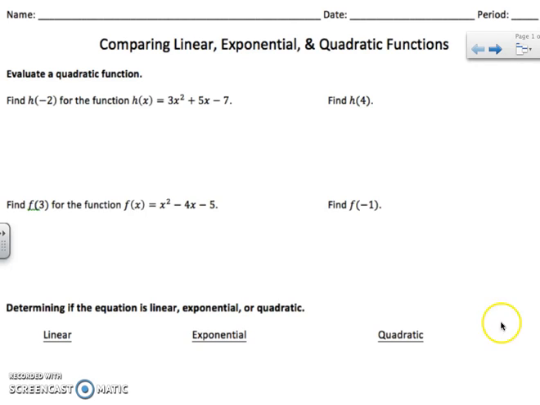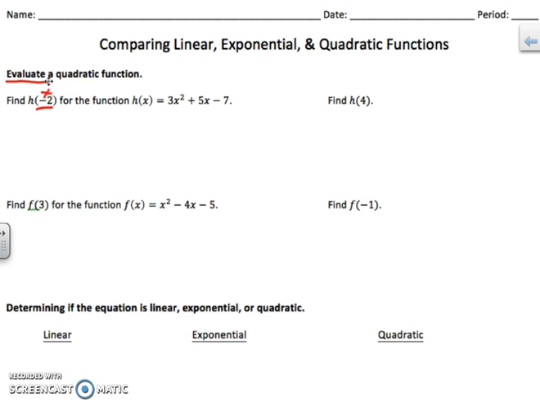Welcome back to Canvas. So in this video we are going to talk about comparing linear, exponential, and quadratic functions. So again, linear and exponential were from last semester, and now we've just learned this new quadratic function, and remember that's when you've got something x squared, okay? So we're going to review how to evaluate a quadratic function, and remember evaluate means you're going to substitute in this value everywhere you see an x, okay?